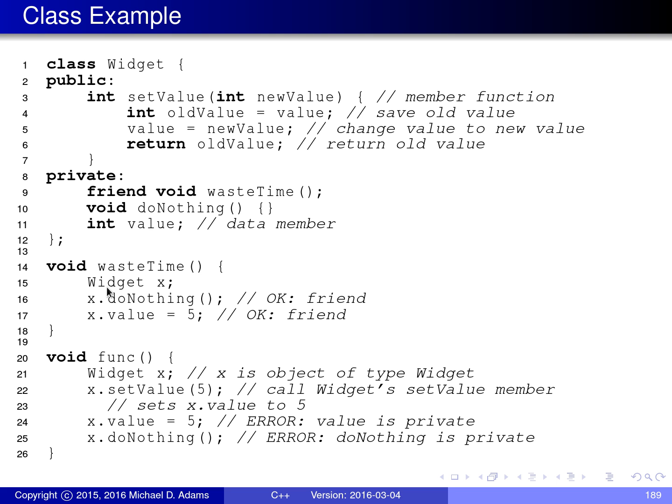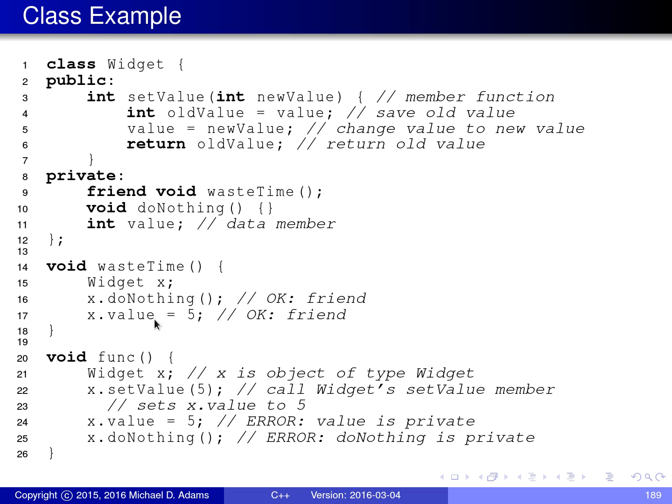In particular, we're creating a widget object called x inside this function, and then we're calling a private member function of the class, because if you look up above here, the member function doNothing is a private member, so it can only be called by the class widget itself or friends of the class. But because wastetime is declared as a friend of the class, it's allowed to access this private member function and invoke it.